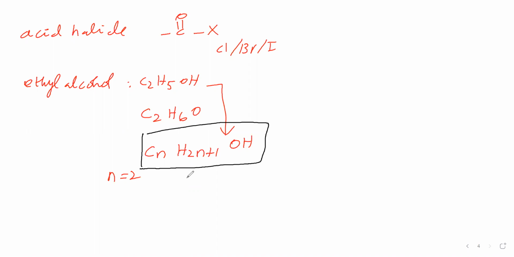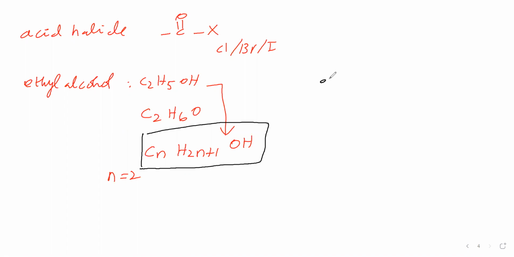We cannot say all the alcohols in organic chemistry come under only this general formula. It is one possibility, that's all. So for alcohol, one possibility is CnH2n+1OH. Then we'll take another one.